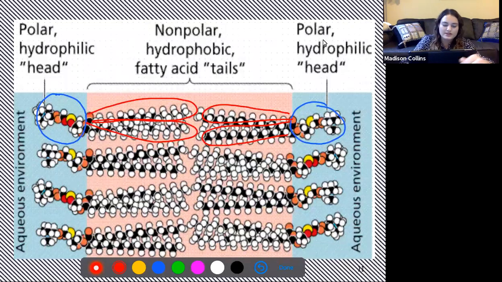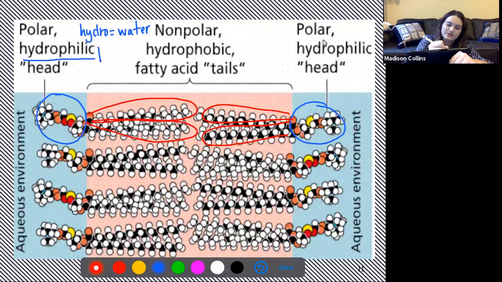So our phosphate heads, again, are what we call hydrophilic. If we break down that word, the word hydro is talking about water. And whenever you see the suffix philic, that means loving.